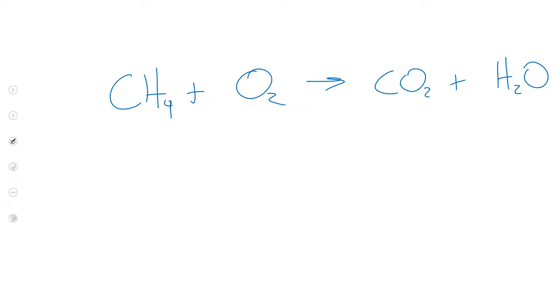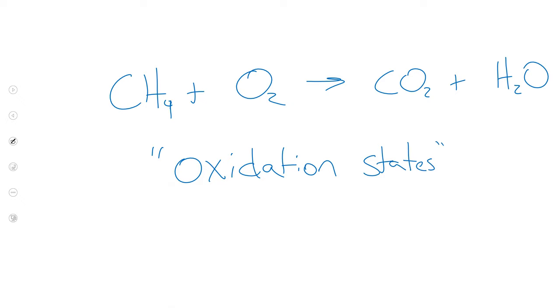So we're basically going to assign charges to all the atoms, even in a covalent compound, as a way of estimating whether or not electrons changed hands, right? So we're going to use what are called oxidation states, which are kind of close to formal charge, but it's a little bit of a different focus, because the goal with oxidation states is to tell whether or not electrons changed hands, whether or not a specific atom has more access to electrons or less access to electrons.